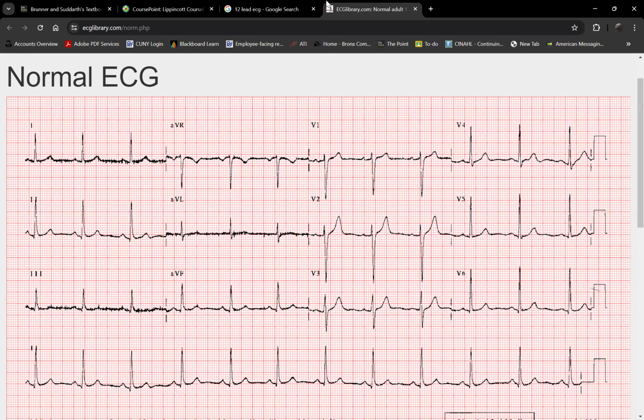This is normal sinus rhythm. However, again, they look different because they are taken from a different angle of the heart. Does that make sense? Okay. Just in case you're wondering why. So when I interpret, let's say I get a 12 lead ECG, I automatically look at lead 2, because this is the easiest one to read.